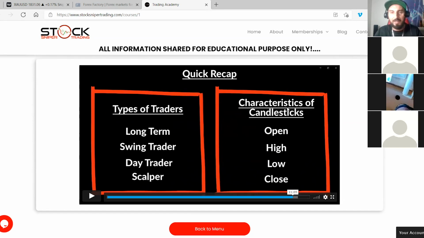Okay. And all candlesticks have the same characteristics. They all have the open, the high, the low, and the close, represented by the body and the wicks. A bullish candle opens at the bottom, closes at the top. A bearish candle opens at the top, closes at the bottom. Okay.